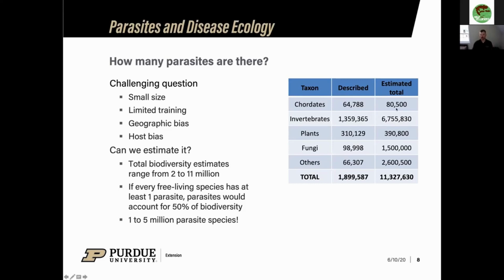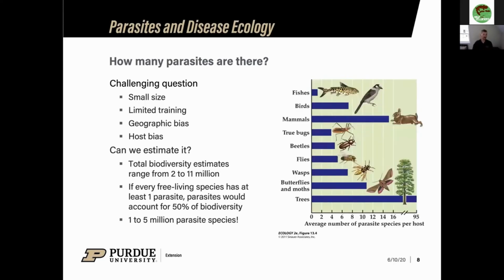And over here, what you're seeing is the total described species on the planet. So we're up to about 2 million total species that have been described currently. And it's estimated that we could have even close to 11 million species on the planet. So if you just do a simple thought exercise and think about, well, if every free living species has at least one parasite species that's specific to it, that would mean that roughly 50% of total biodiversity could be parasitic in nature.